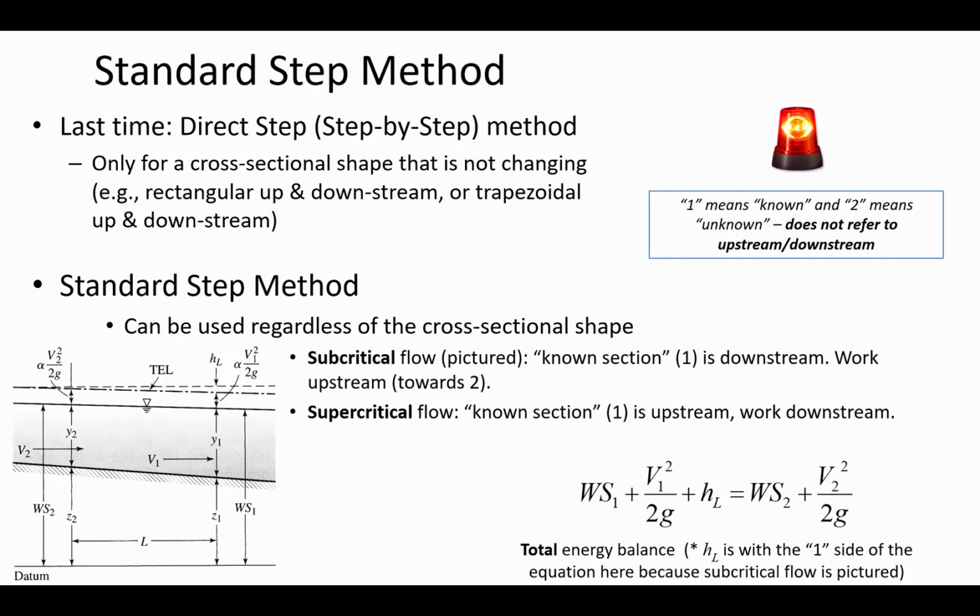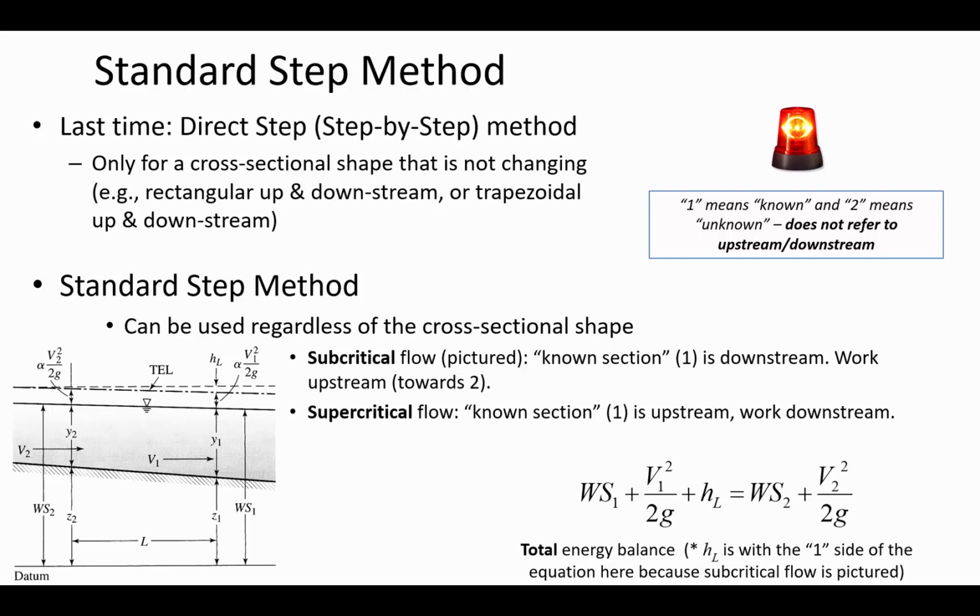And what we generally will do is if we have subcritical conditions, then location 1 would be a downstream location, and we would work upstream towards 2. So for subcritical conditions, you'd start where you know the depth and work upstream, but in supercritical conditions, it's the reverse of that. You would begin with a known depth at your upstream location and then work downstream towards location 2 being the unknown depth.